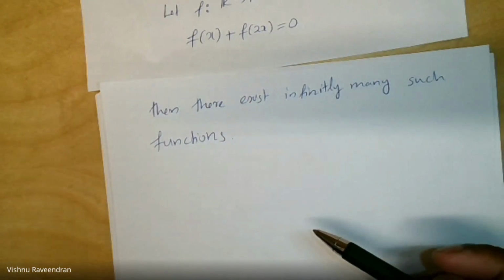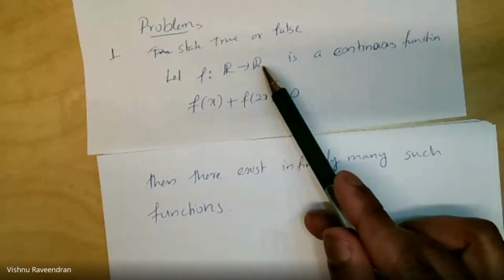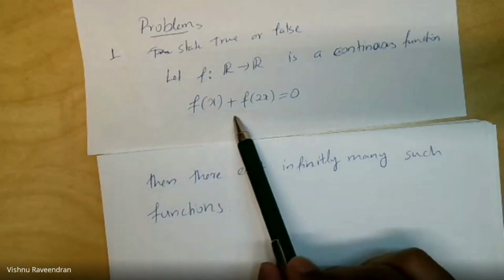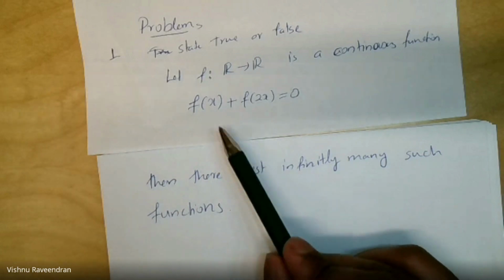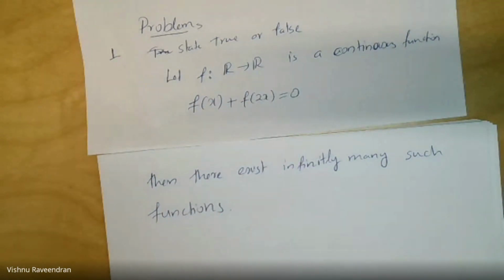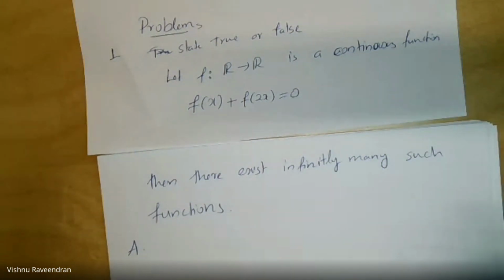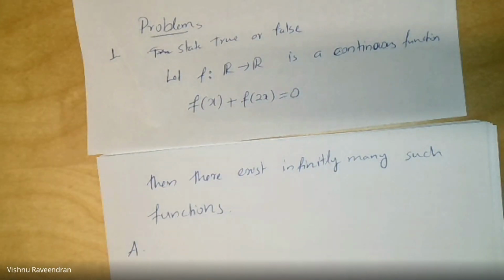The statement is, I have a continuous function defined from real numbers to real numbers satisfying this condition, and my statement is that there are infinitely many such functions satisfying this condition. So that's the question. What do you think? Anybody have any idea? Or anybody know how to approach this question? What would be the steps at least?